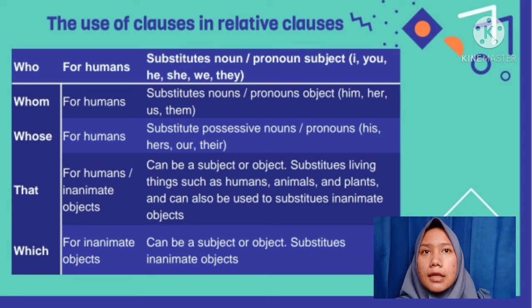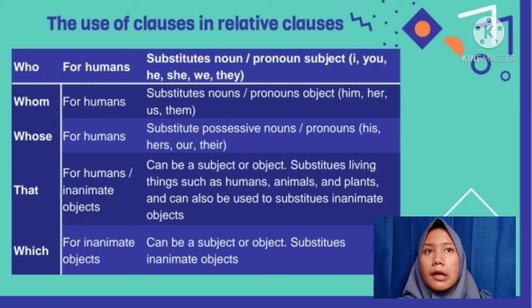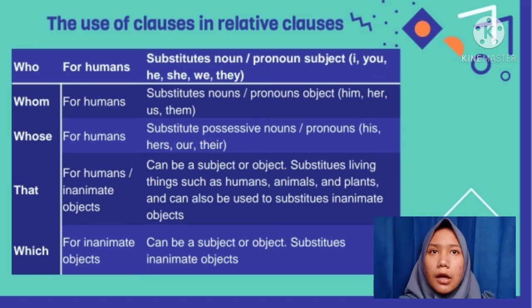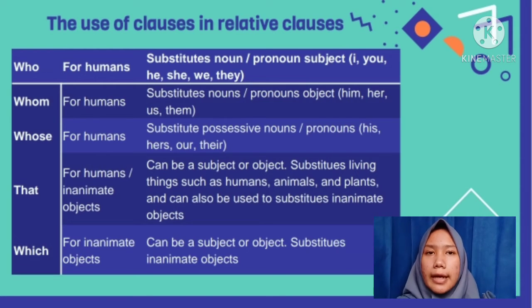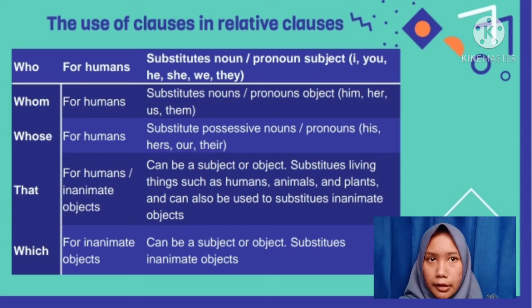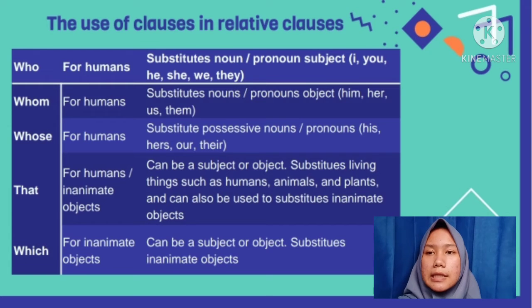The next is whose. It is used for a human and substitutes a possessive noun or pronoun, for example, his, her, our, and their. The example is: the man whose car had a flat tire worked as an English teacher. It describes a man as a subject.